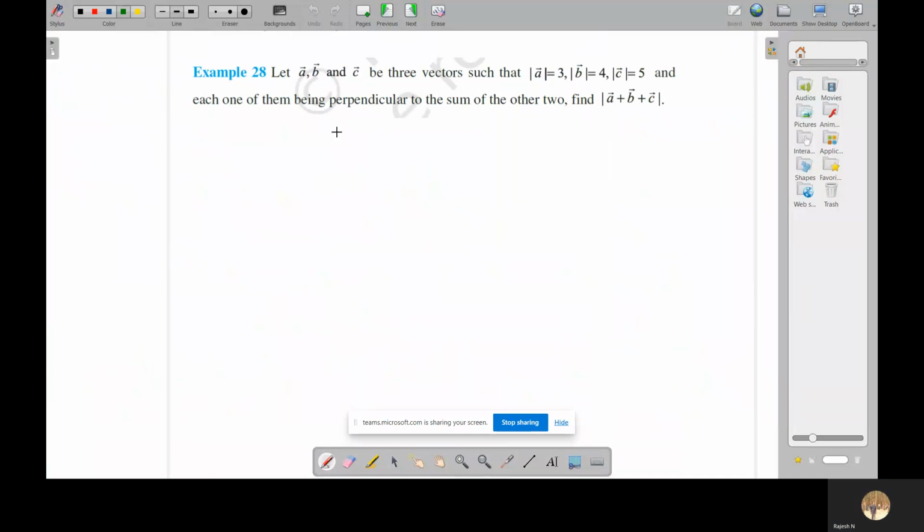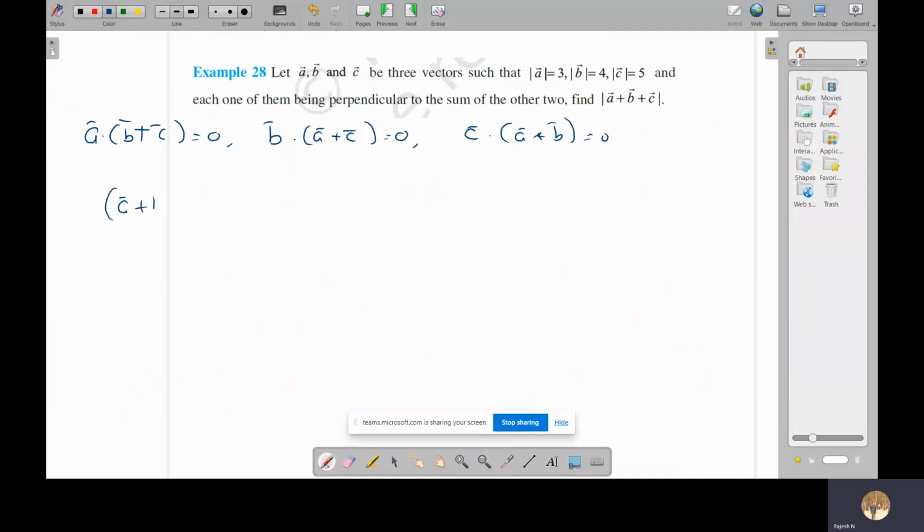Now, if A bar, B bar, C bar are three vectors such that modulus A bar is equal to 3, modulus B bar is equal to 4, modulus C bar is equal to 5, and each one of them is perpendicular to the others, that means you can write A bar dot B bar plus C bar is equal to 0. Similarly, B bar dot A bar plus C bar is equal to 0. Similarly, C bar dot A bar plus B bar is equal to 0.